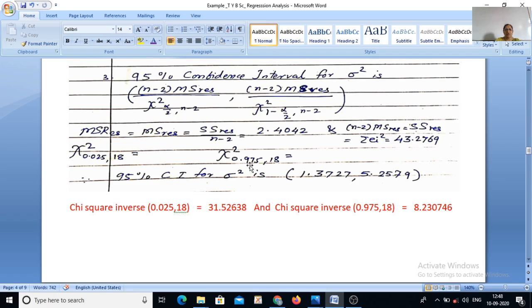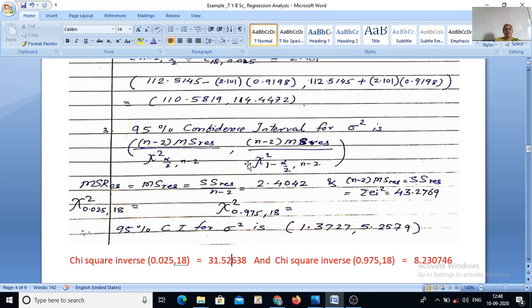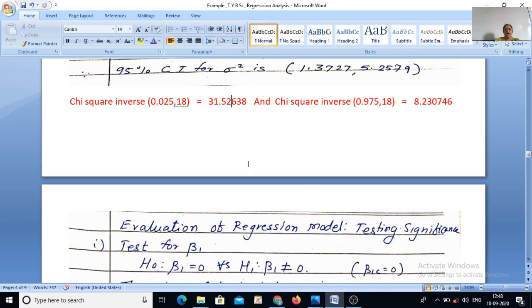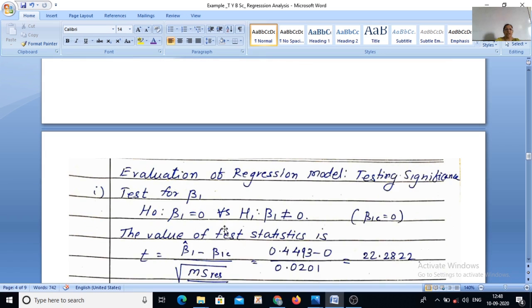So in this way one can obtain confidence intervals for the population regression coefficients beta 1, beta naught, and the population variance sigma square. You can see how your estimates are used to find the interval for population parameters. Now, evaluation of a regression model means how good your regression model is. Who will decide that this particular regression model is good? That can be decided by testing the significance of beta 1 and beta naught.